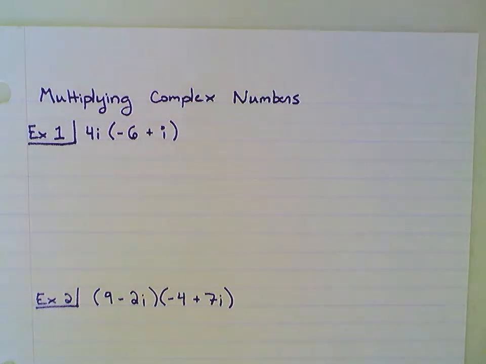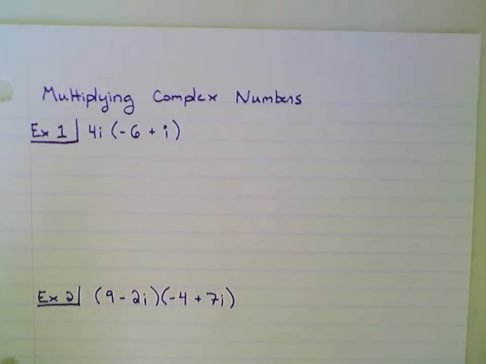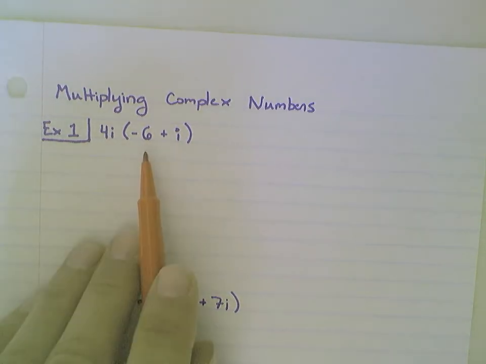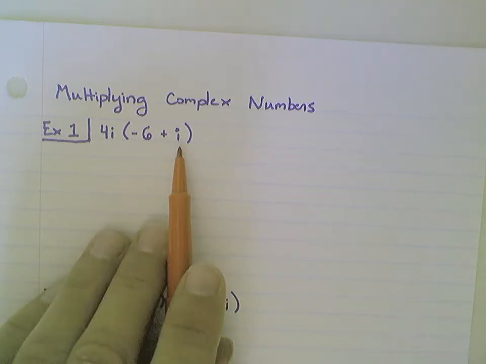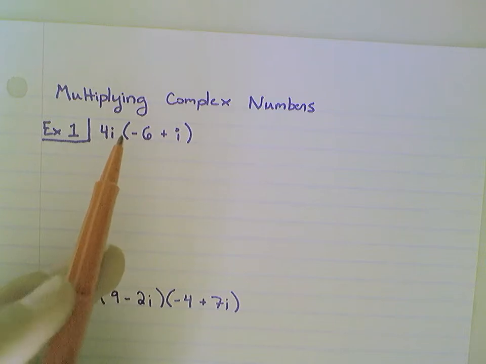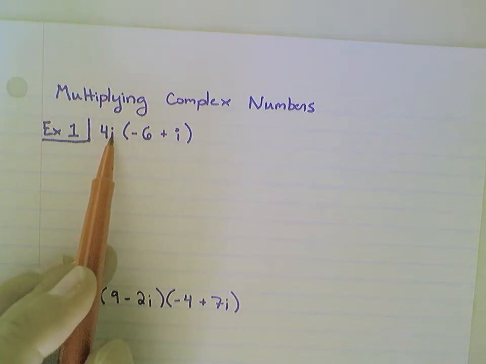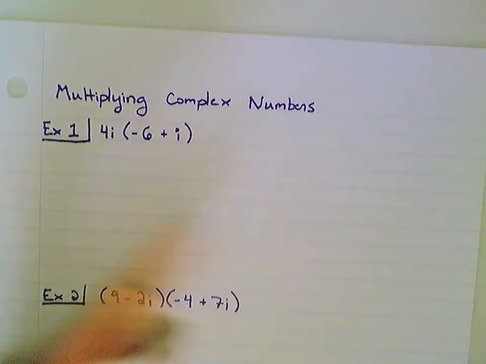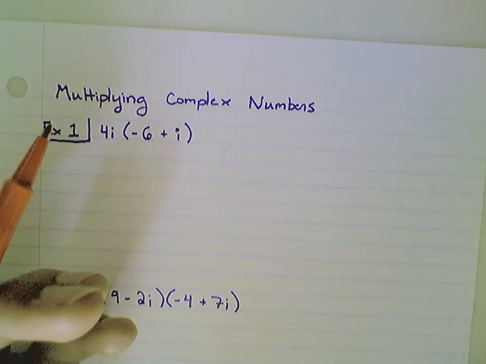Alright, in this video I'm going to look at multiplying complex numbers. So if you look at example 1 with me, I have 4i times negative 6 plus i. Now when multiplying complex numbers, you can almost think of this i, this imaginary number, like it's an x or a variable, because you're going to ultimately follow the same steps as you would if it were.